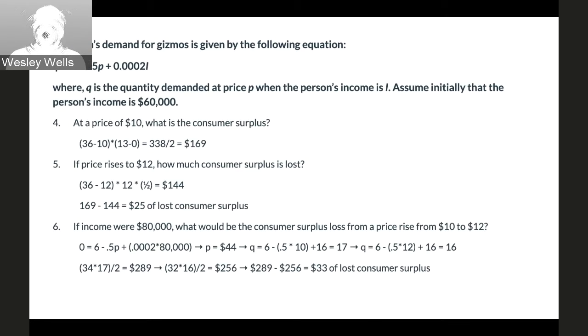Question 6 is asking if the income were 80,000, what would be the consumer surplus loss from a price rise from 10 to 12? So this is just like the last ones. You plug in the numbers in the equations, and the conclusion is $33 of lost consumer surplus.